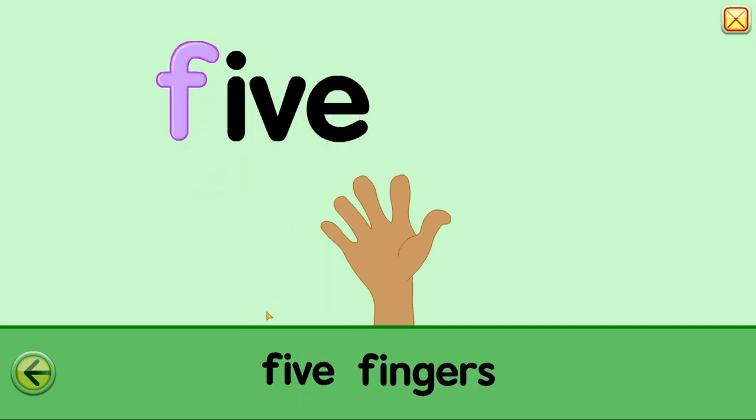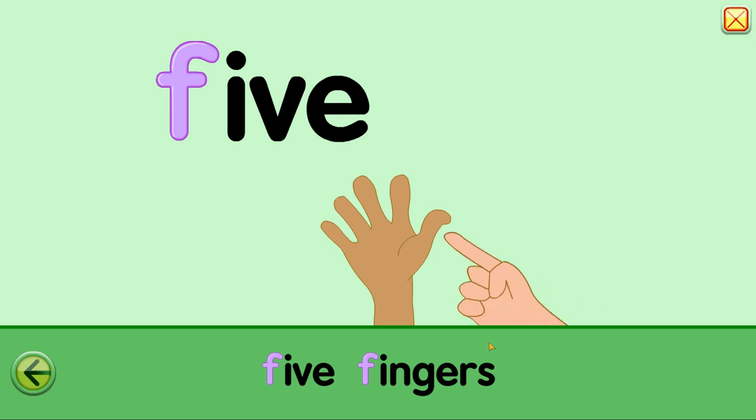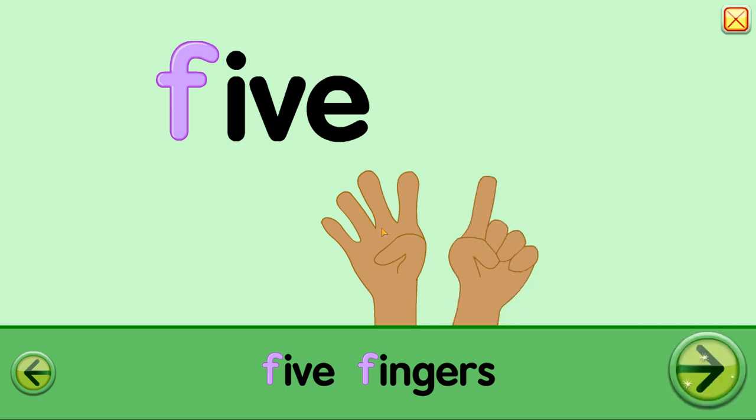Five. Five fingers. One, two, three, four, five. Five fingers. That's a thumb. Okay. Now five fingers.